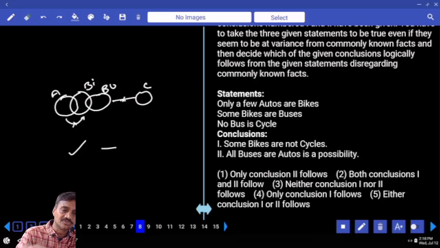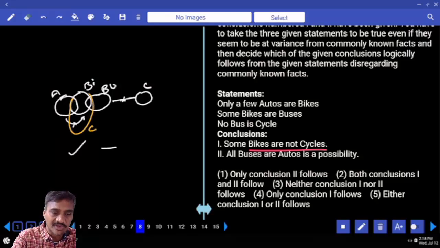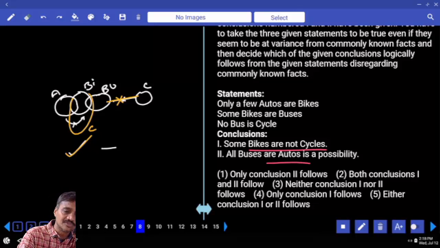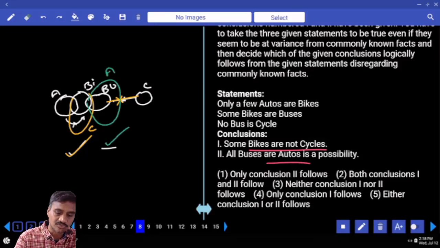Then coming to the first one, it is a definite conclusion. To make this one false, I need to draw all bikes are cycles. All bikes are cycles. Is it possible to bring all these cycles like this? Now if you write cycle like this, no bus is a cycle will become false. And the statement is invalid. Alternate diagram cannot be drawn. This will be true forever, the first one. And second, all buses being autos is possible. This entire bus is a part of this auto. Tell me whether I am able to write auto like this or not. Yes, hence both 1 and 2, that is choice C to question number 8.